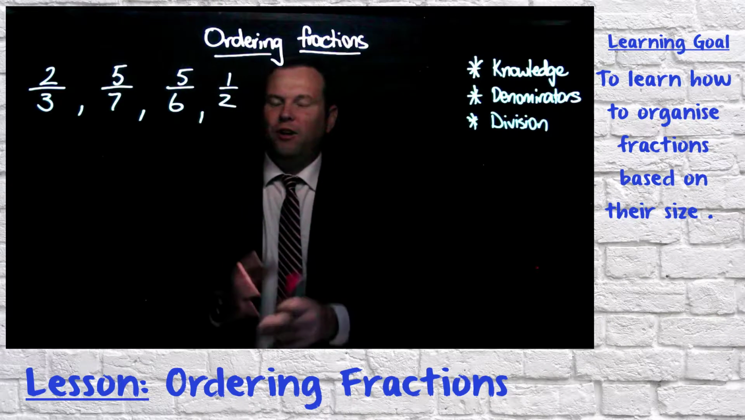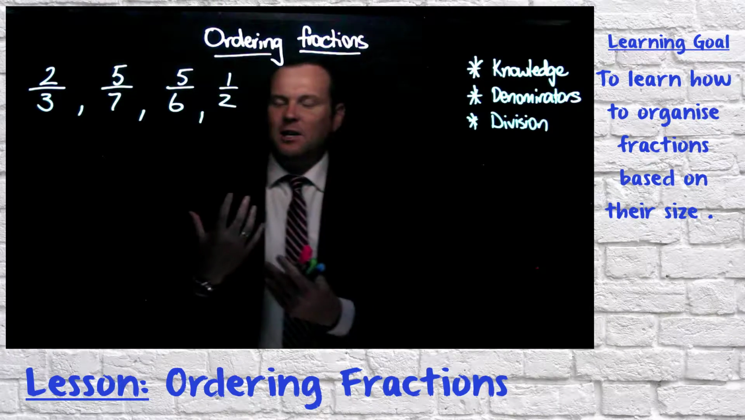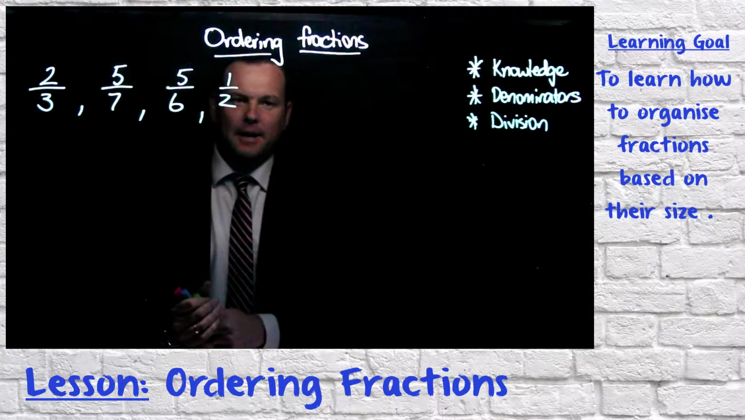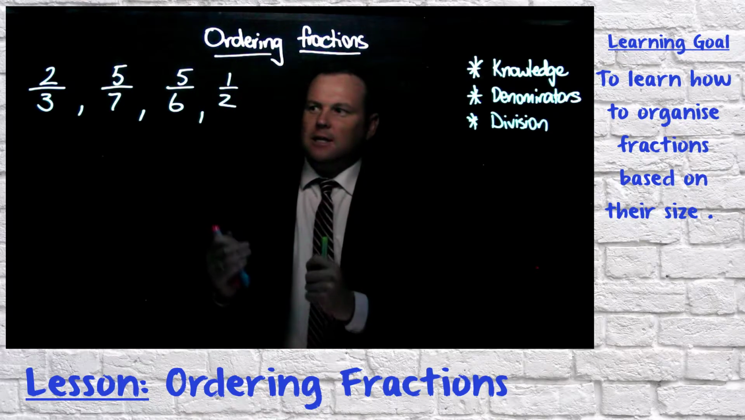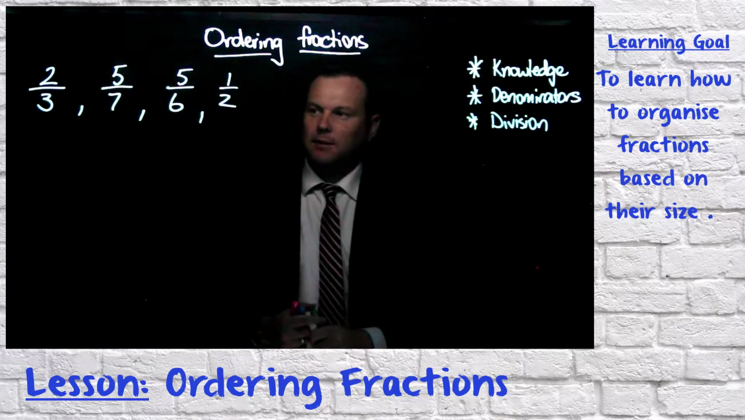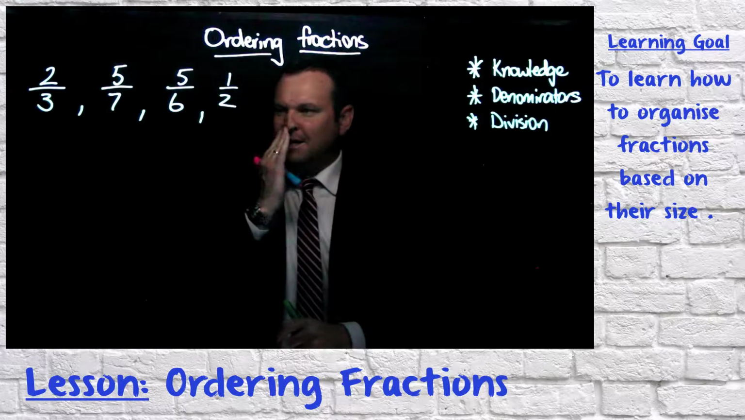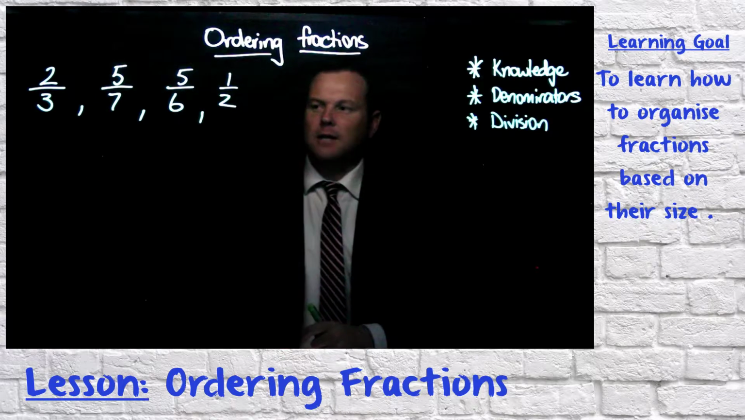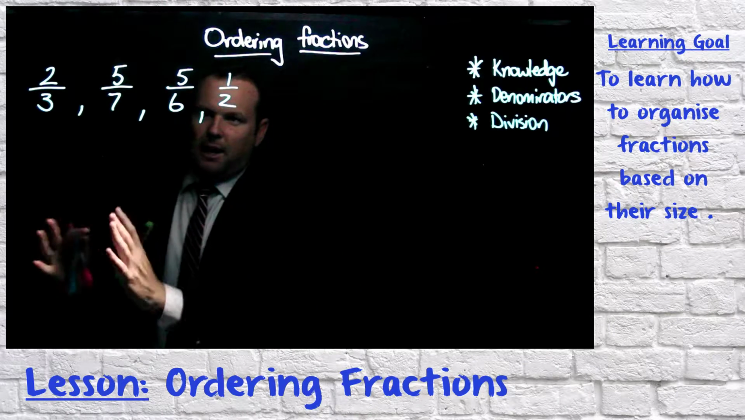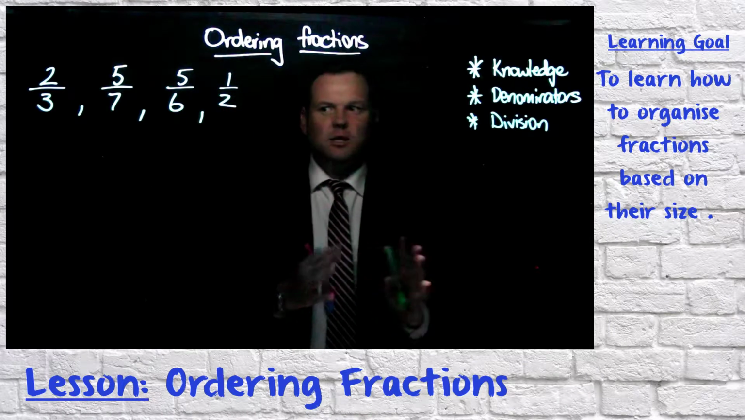Okay, ordering fractions. Now this topic is one of the more confusing topics that we do when it comes to fractions, okay? So the question is this: what order should these fractions be in if I want to place them in ascending order from the lowest to highest? Okay, so what that means is that we need to put the smallest amount first and then the largest amount last, okay?